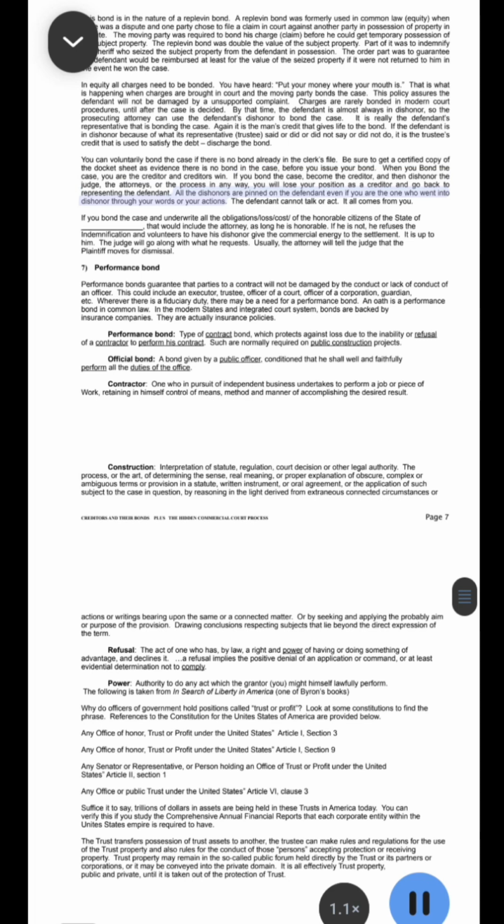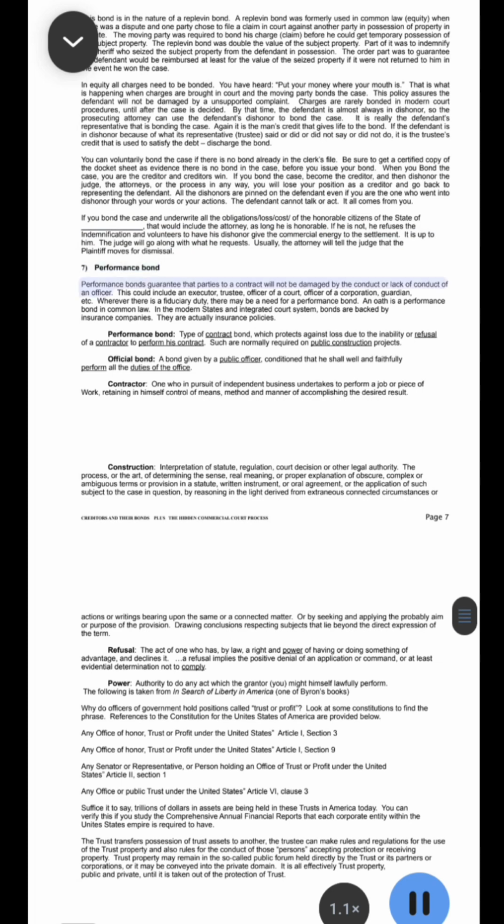All the dishonors are pinned on the defendant even if you are the one who went into dishonor through your words or your actions. The defendant cannot talk or act. It all comes from you. If you bond the case and underwrite all the obligations, loss, cost, of the honorable citizens of the state of blank, that would include the attorney, as long as he is honorable. If he is not, he refuses the indemnification and volunteers to have his dishonor give the commercial energy to the settlement. It is up to him. The judge will go along with what he requests. Usually, the attorney will tell the judge that the plaintiff moves for dismissal.